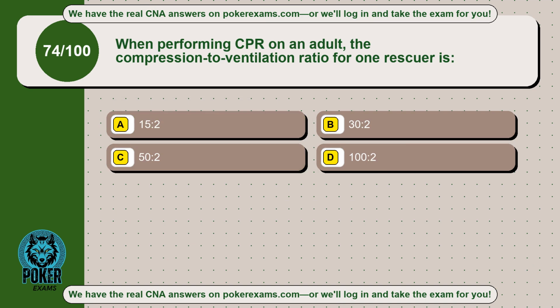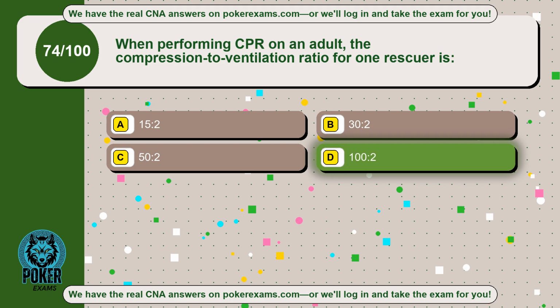Question 74. When performing CPR on an adult, the compression to ventilation ratio for one rescuer is: Option A, 15:2. Option B, 30:2. Option C, 50:2. Option D, 100:2.